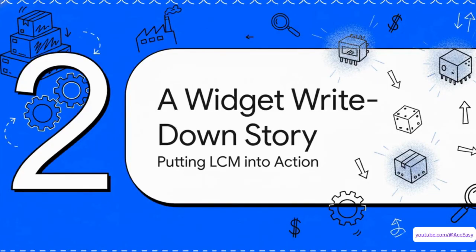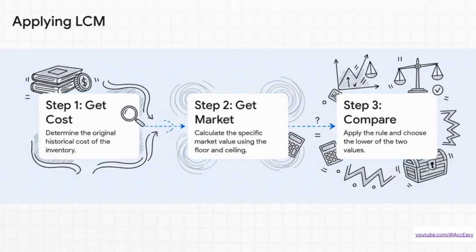All right, enough with the theory. Let's make this real. We're going to see how this works with a little story about a company and its widget. It's really just a three-step dance. First, find the original cost. Second, calculate that special market value. And third, you just compare the two and pick the lower one.